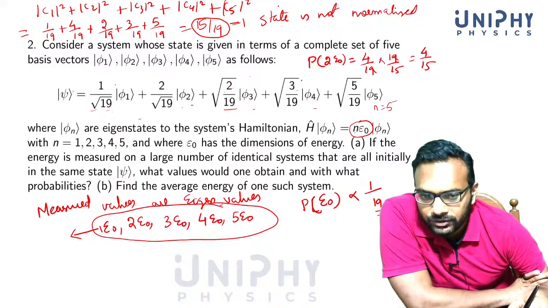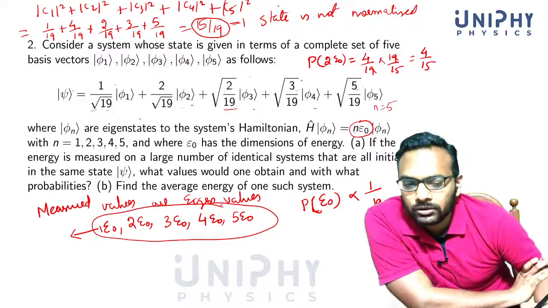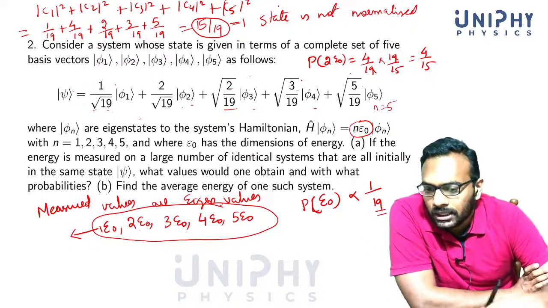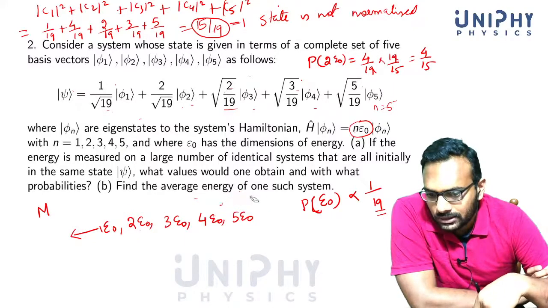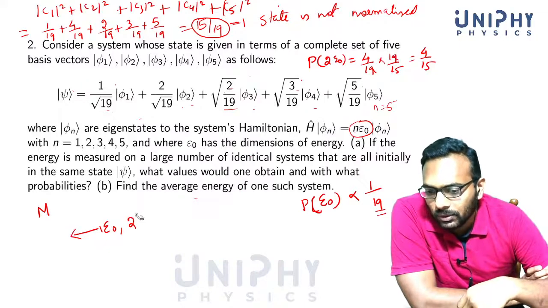Here it would be 3 by 15, and for this, it would be 5 by 15, which is equal to 1 by 3. Okay. I hope that's clear. That's how we calculate the probabilities. All right. Now, find the average energy of one such system.